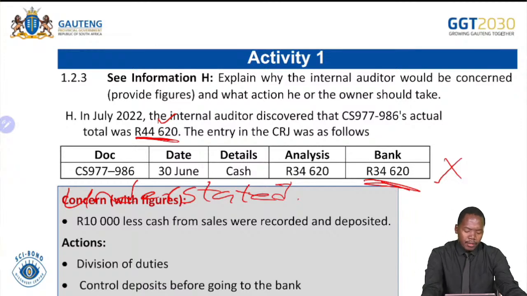Second one, you need to control deposits before going to the bank. Now, how do you do that? You record each and every deposit. Proof must be kept of deposits being received.